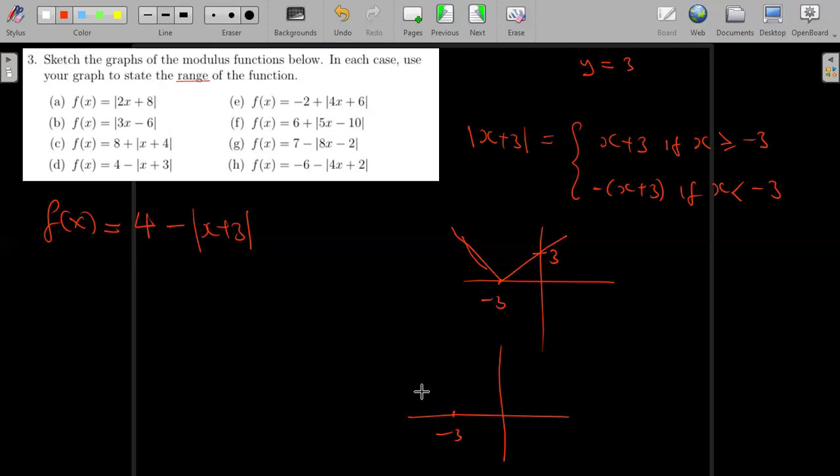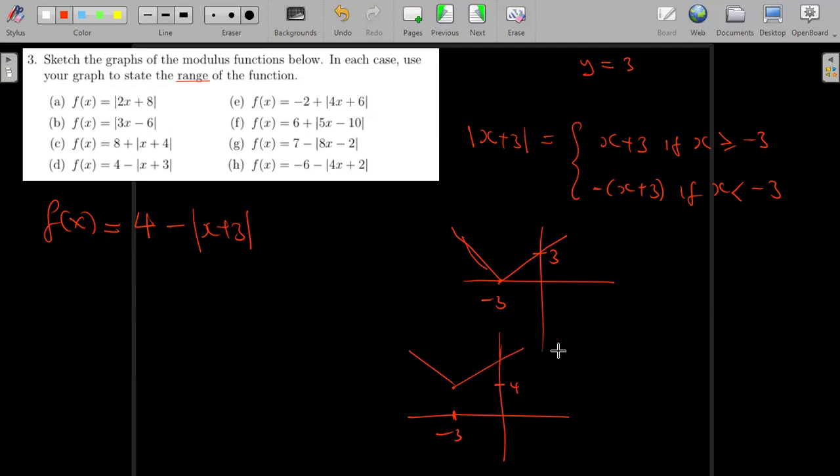Negative 3 here. Then I've shifted 4 units. So this point is 0, y is equal to 0. Then 4 units would mean 1, 2, up to what? Up to 4. So let's say this is 4 here, and we'll have that point there. Then we'll go like that and go like that. So this is how it will look.